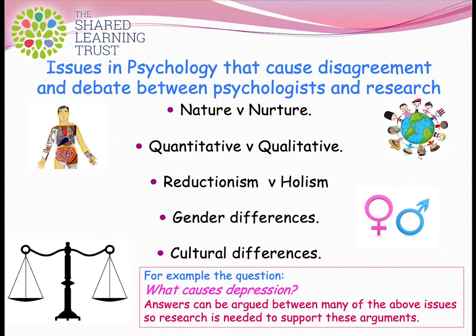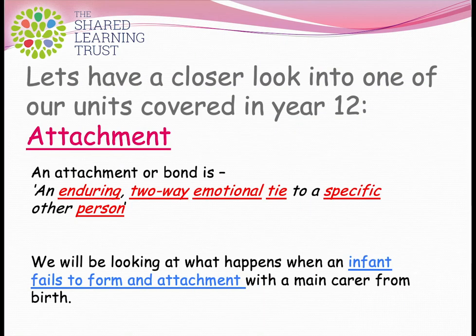Issues in psychology that cause disagreement and debate between psychologists and their research are as follows. We have the nature-nurture debate, the quantitative-qualitative debate, reductionism versus holism, gender differences, and cultural differences. These debates can be used to discuss answers to questions such as what causes depression. For example, you could argue that depression could be caused by nature or your genetics, or it could be caused by nurture, your environment.